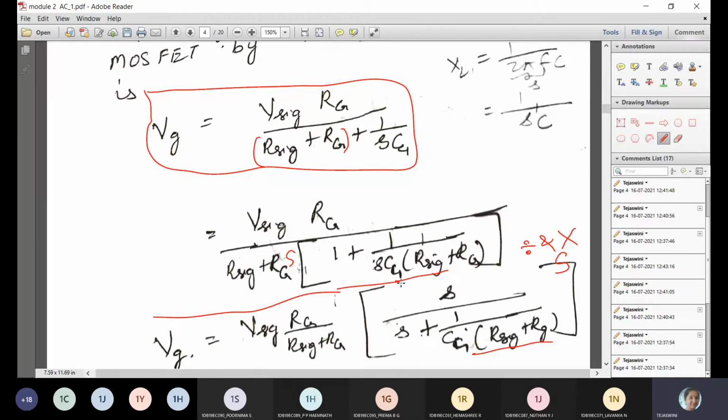First we wrote the voltage divider formula for Vg, that is V signal into RG by the total resistance seen into the terminal. What do we see there? Three: two resistors and one capacitance. Then we took R signal plus RG common, and then multiplied and divided by S. So now Vg depends on the RC constant. In other words, Vg is now frequency dependent. Yes or no?